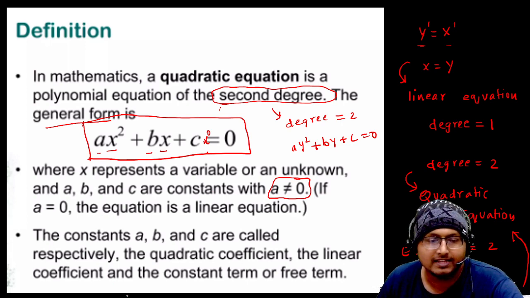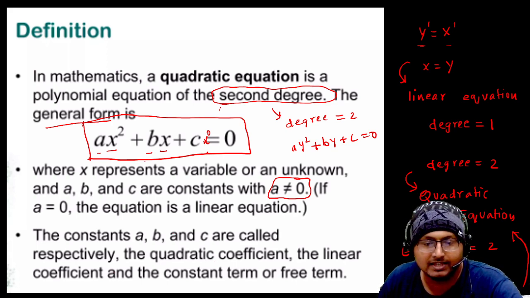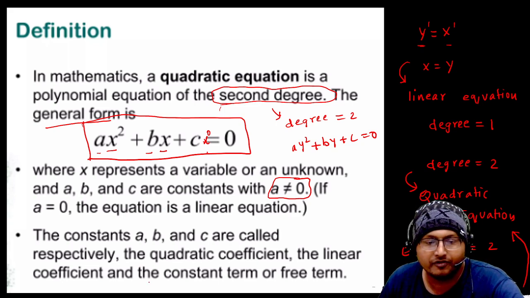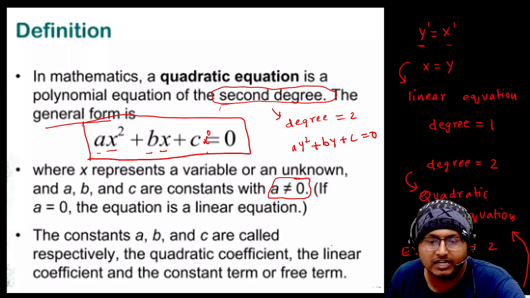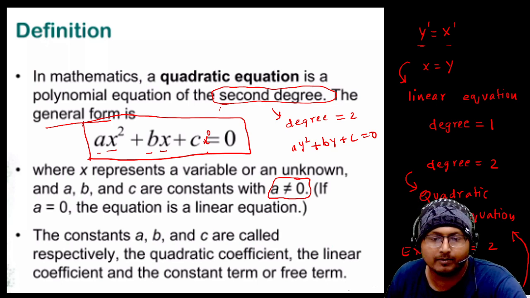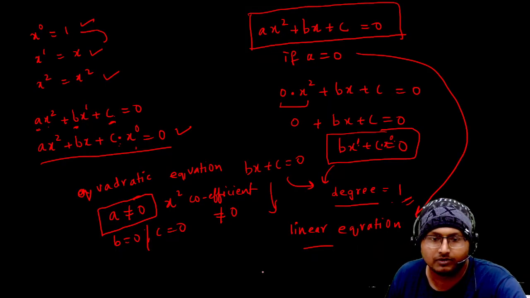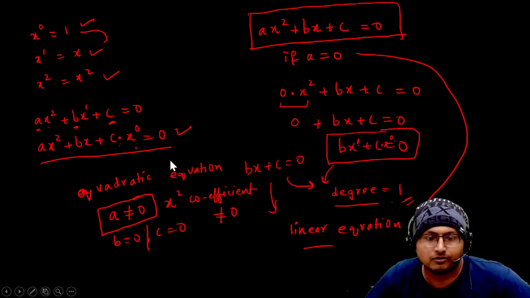So the constants a, b, c are called respectively the quadratic coefficients. As we already discussed, a, b, c are called coefficients of x square, x and x power 0 respectively. I mean, a is called the quadratic coefficient, b is called the linear coefficient, and the constant term or c is called the constant term or free term. So we'll see once again.